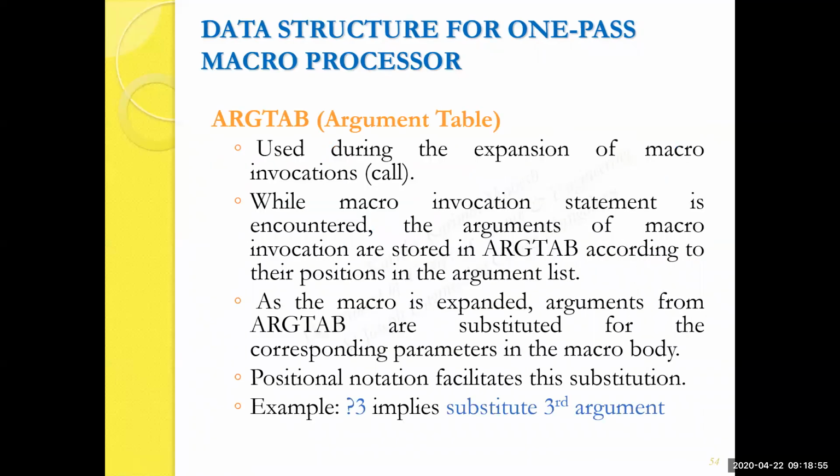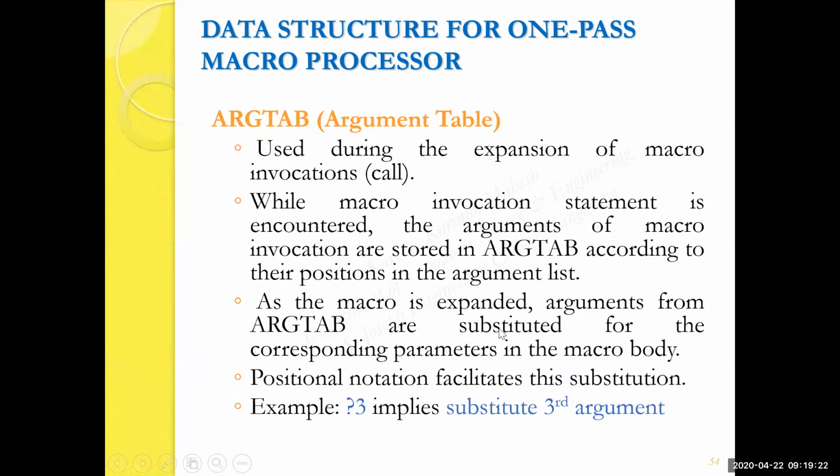The third data structure is the argument table, and it is used during the expansion of a macro. Whenever a macro invocation statement is recognized, all arguments following the macro name have to be stored into the argument table in the order of their position. That is, the first argument is placed as the first entry in the argument table, the second argument as the second entry, and so forth.